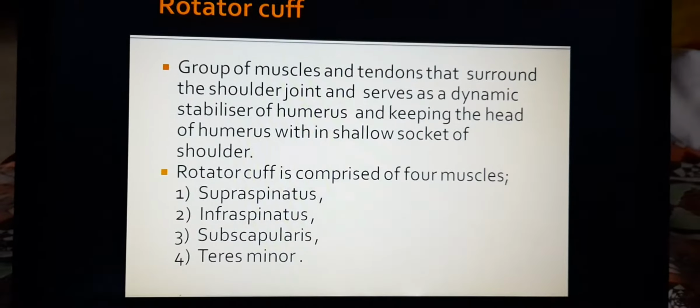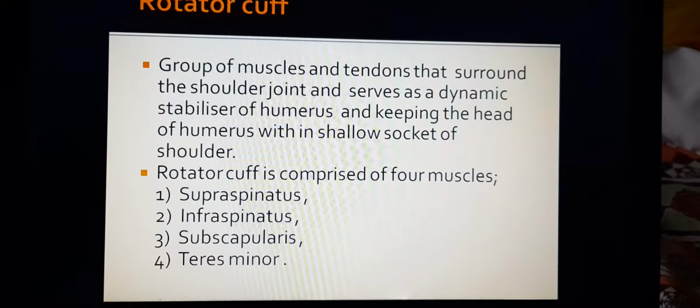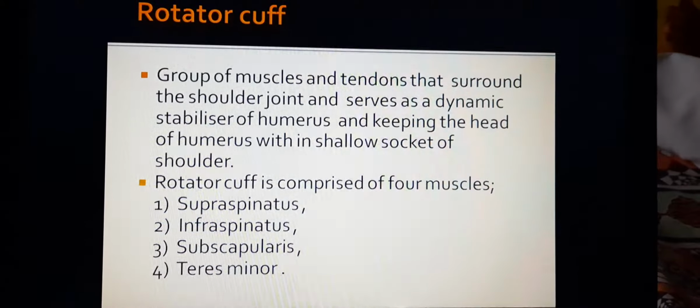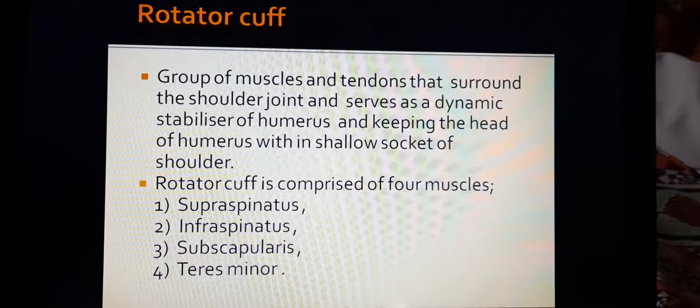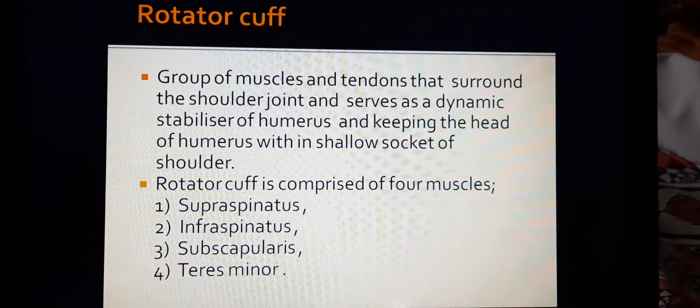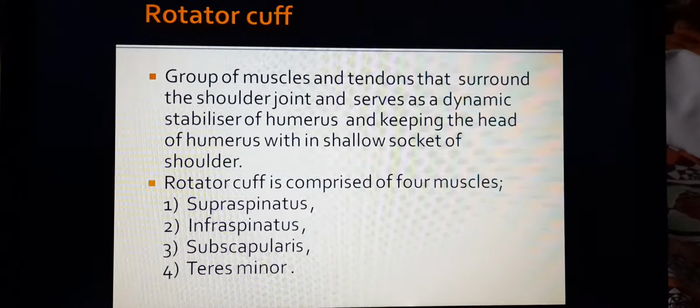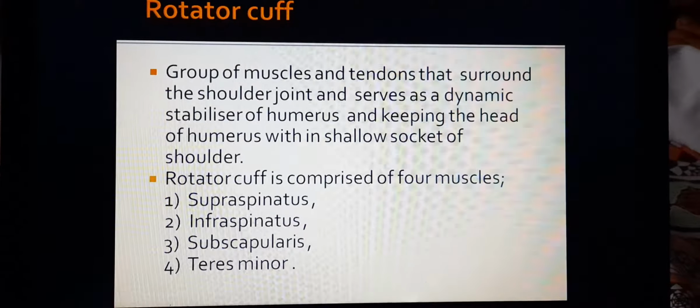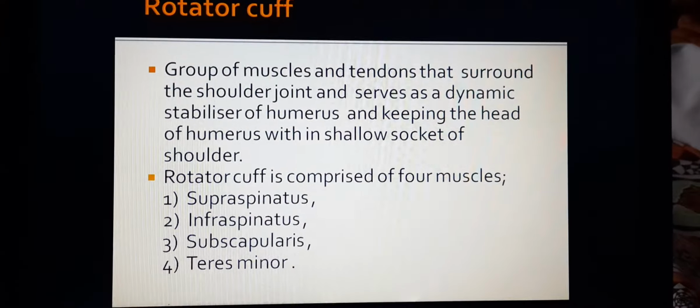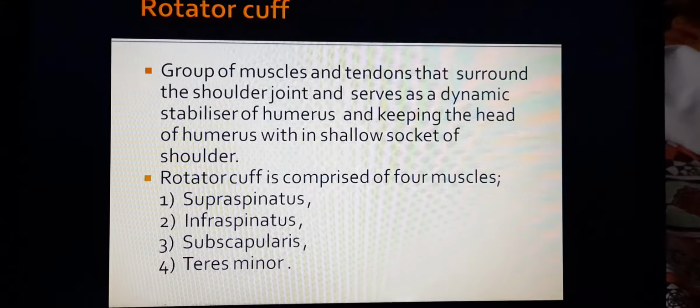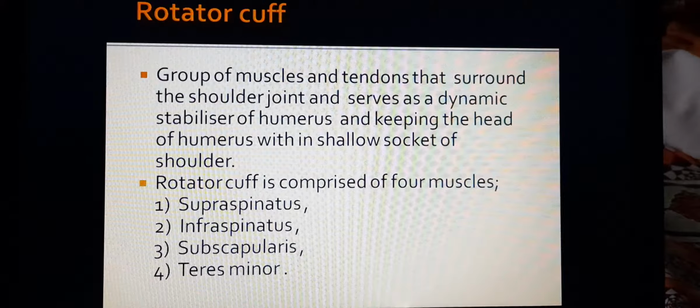What is the rotator cuff? A group of muscles and tendons that surround the shoulder joint and serve as a dynamic stabilizer of the humerus, keeping the head of the humerus within the shallow socket of the shoulder. The rotator cuff is comprised of four muscles: supraspinatus, infraspinatus, subscapularis, teres minor.